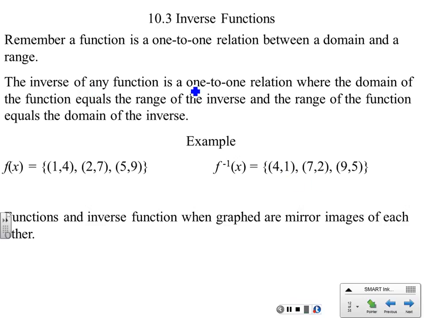So look at this next section of words here. It says the inverse of any function is a one-to-one relation where the domain, wrap your brain around this, okay, where the domain of the function, the original function, equals the range. So let's talk about that. What did you say the domain for this one was? 1, 2, 5. What is the range for the inverse? 1, 2, 5. And that's exactly what that statement just said. Okay? The relation where the domain of the original function equals the range of your inverse, and the range of your original function equals the domain of the inverse.